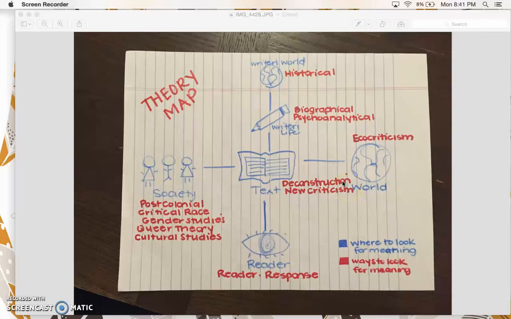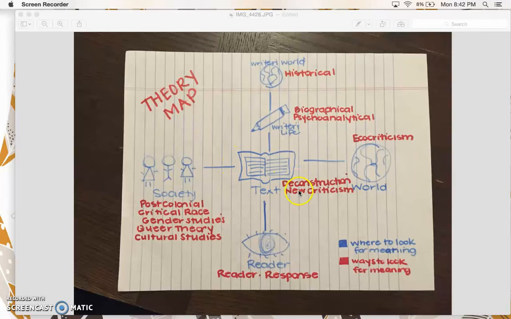Deconstruction focuses on how binaries exist and how to overturn them. We'll talk about the term binary when we discuss Blue Winds Dancing from your last night's reading. New criticism focuses on how the text is unified. Do all the pieces work together? Both of these don't take into consideration the world, the reader, society, or any part of the author. They simply look at the text by itself.